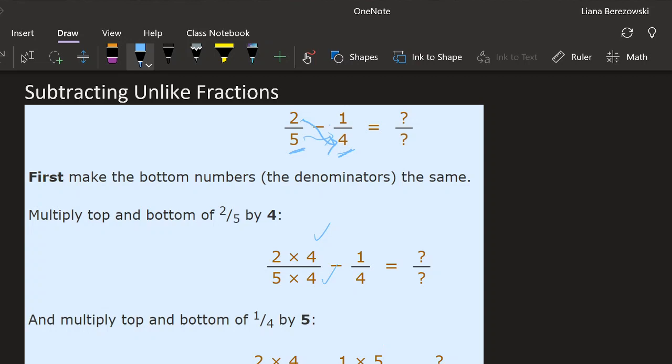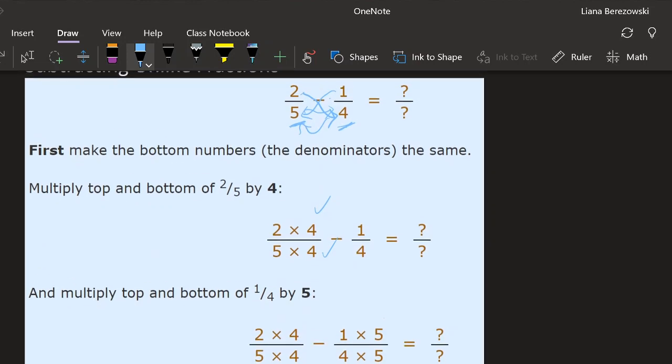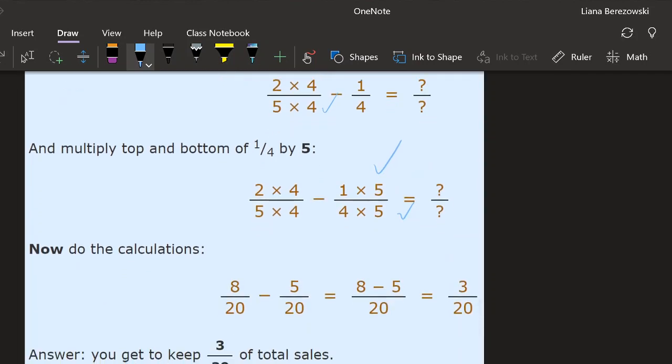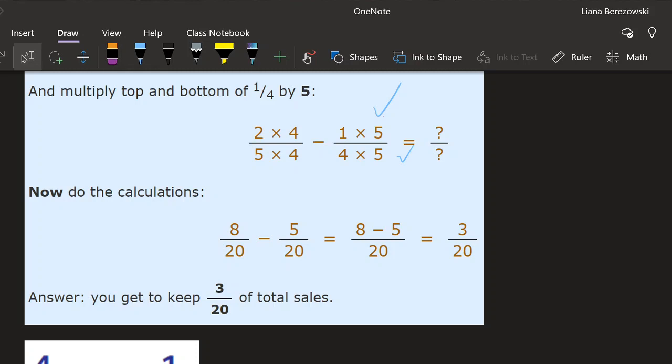They did the same thing with the 1/4: they took the numerator of 1/4, multiplied it by 5, and then took the 4 and multiplied it by 5 as well. We can see that here: 1 times 5 and 4 times 5. When you do all of that multiplication, you end up with 2 times 4 over 5 times 4, so our 2/5 becomes 8/20, and our 1/4 becomes 5/20.